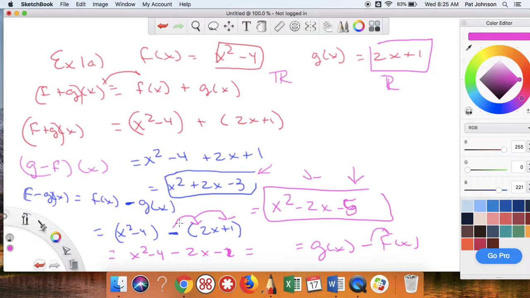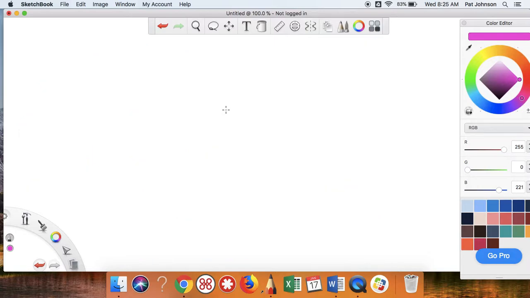Let's look at example 2, where they want us to find the product and quotient. So it's really important to know that this here means product because it's a closed circle.